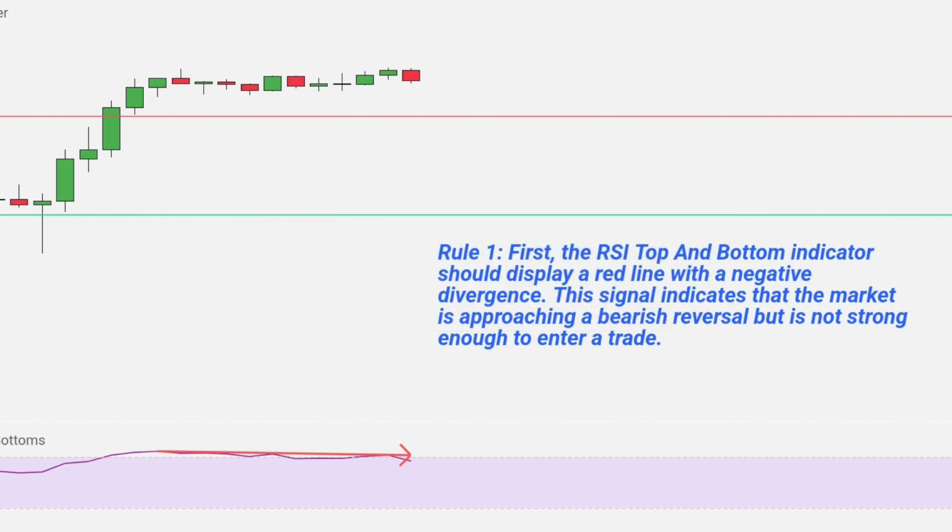Alright, let's dive into Rule 1 for initiating a short position. Imagine we're having a chat about it. So, Rule 1. To kick things off, we keep a close eye on the RSI top and bottom indicator. What we're looking for here is a red line with a negative divergence. Now, this is a signal that tells us the market might be gearing up for a bearish reversal.